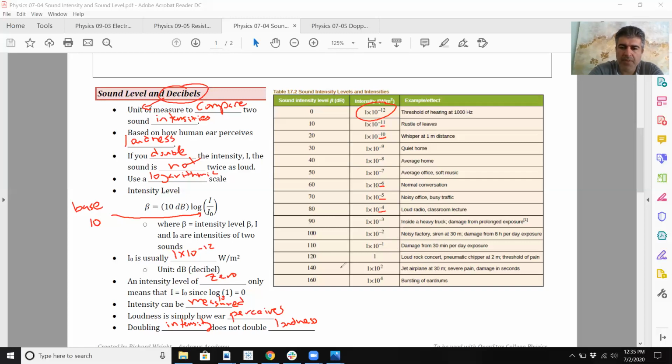Once you get past 100, that's when you can start damaging your ears. A loud rock concert obviously is not good, and that's kind of the threshold of pain. And then jet airplanes or bursts, well, that would be horrible. So that kind of gives you a good idea of what we expect with the intensity of sounds. And again, it's given by this formula. So let's look at some examples that deal with that formula, and then we'll move on to the Doppler effect.